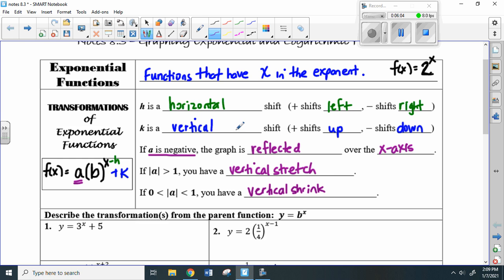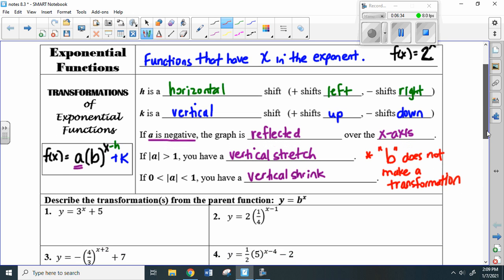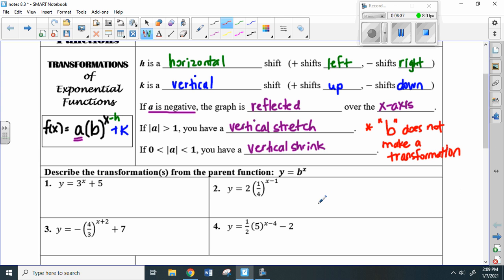But again, make yourself a note: b does not make a transformation. So it's nothing. It doesn't tell you anything about it. Pay attention: b is the actual part that's raised to the x. b is the part that's raised to the x. The first thing I want us to do before we do any graphing is to actually just practice picking out the transformations.